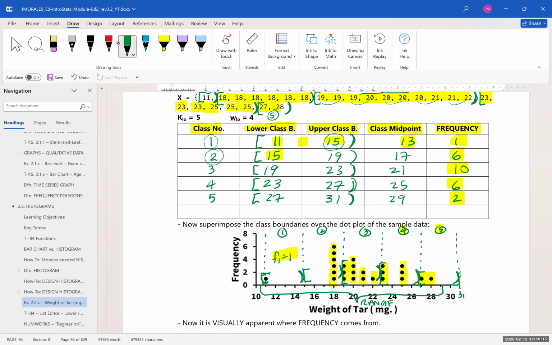Okay, that's why choosing the number of classes and rounding up the way we do, and calculating the width and rounding up the width the way we do, ensures that our histogram is going to cover the range of our data.